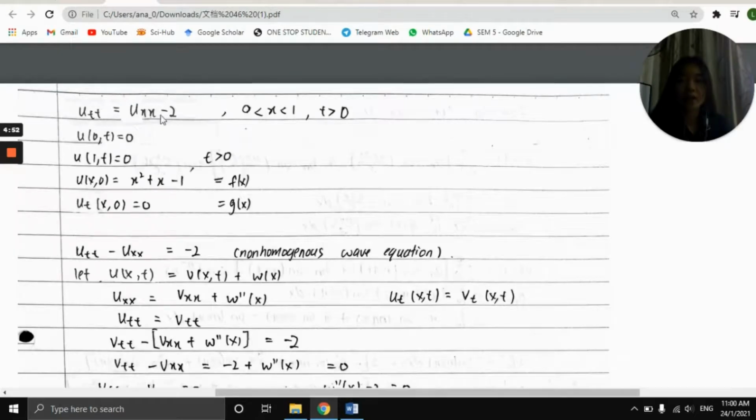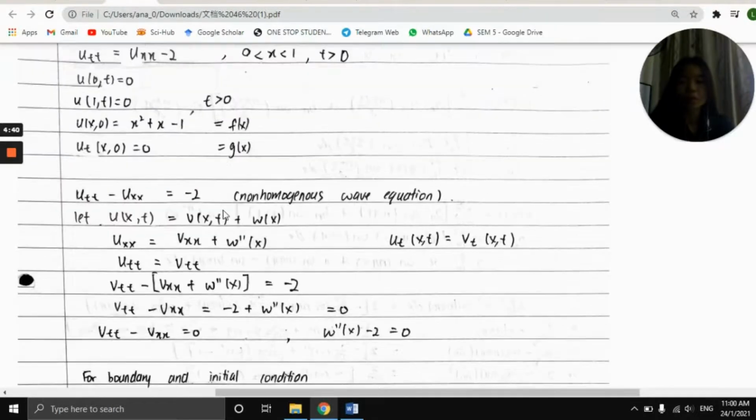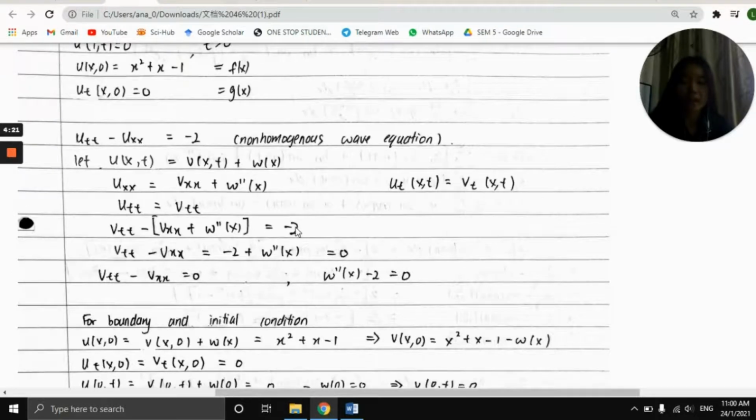So this one is our example, where the boundary condition is 0 and also our initial condition when t is equal to 0. So we need to find our u(x,t). Now we are going to let u(x,t) be equal to v(x,t) plus w(x). We differentiate u(x,t) to find u_xx and also u_tt, and we substitute into the original non-homogeneous wave equation, and we will get this.